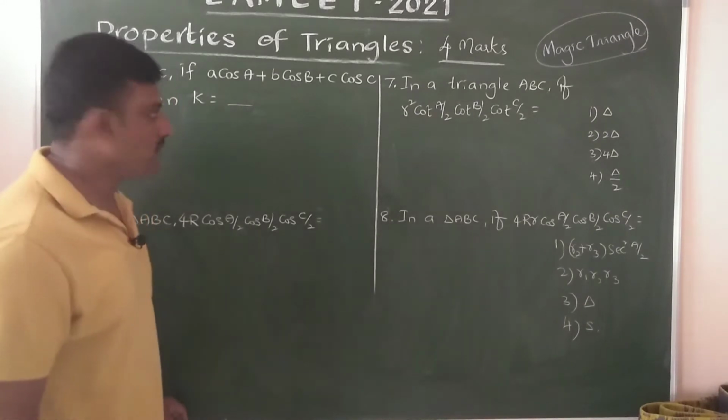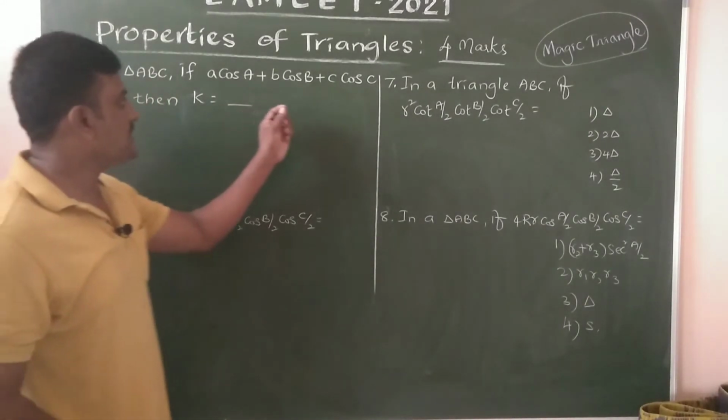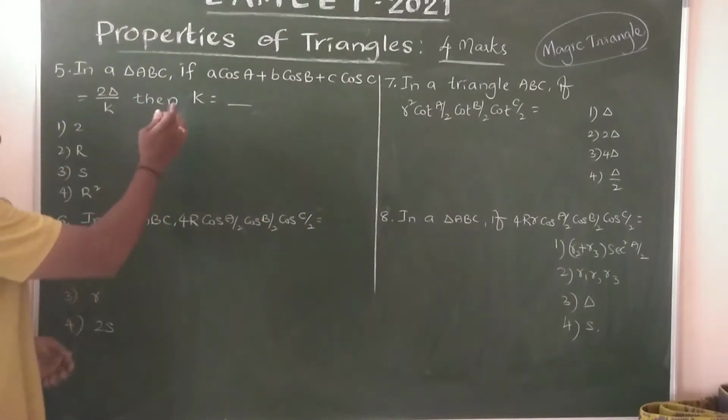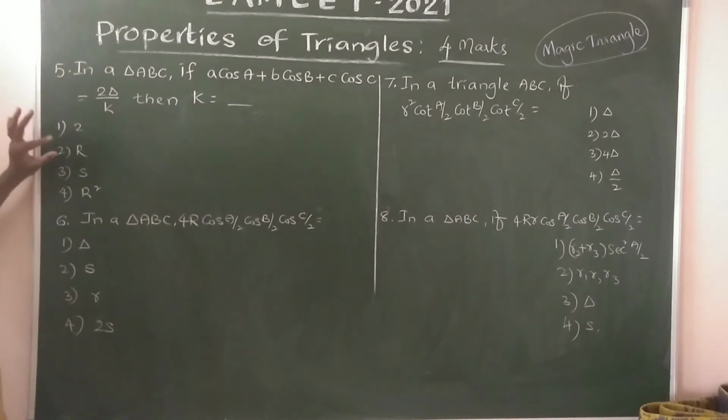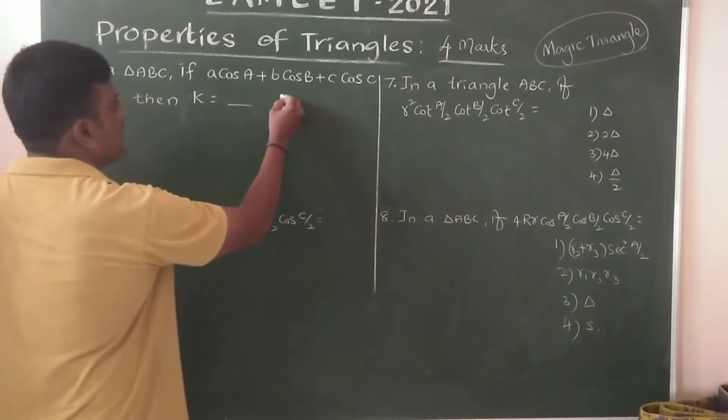Okay, let us do more problems. In a triangle ABC, if a cos A plus b cos B plus c cos C equals 2 delta by k, then what is k? Options are 2, capital R, S, R square. Here also, applying the magic triangle.